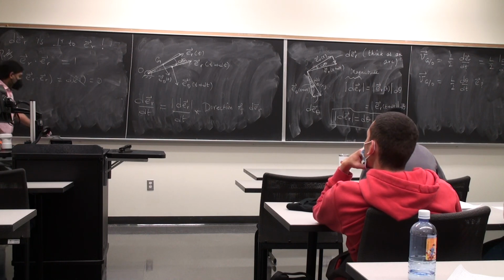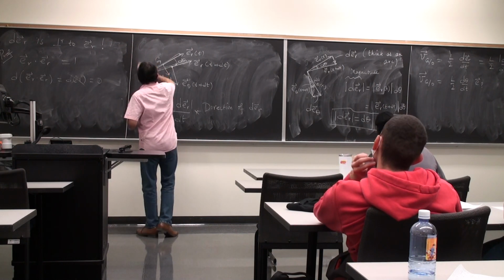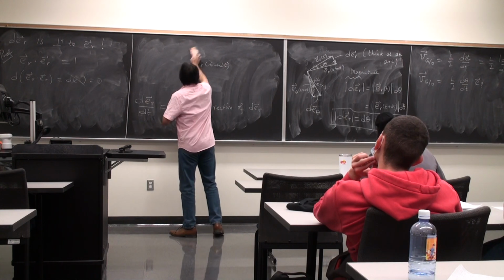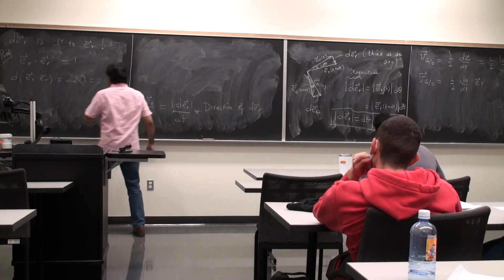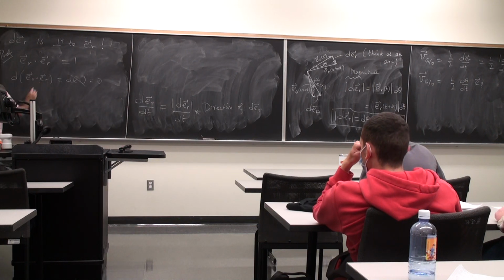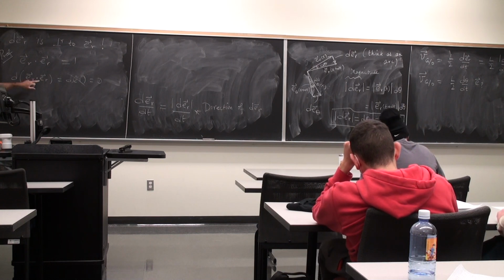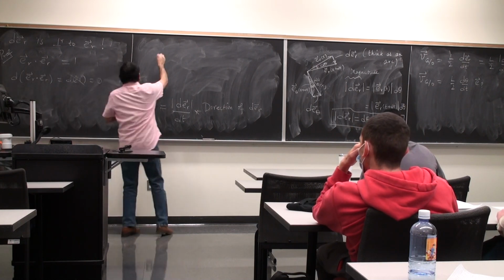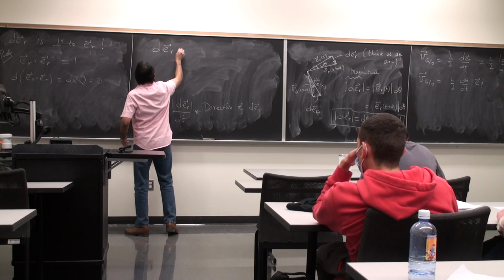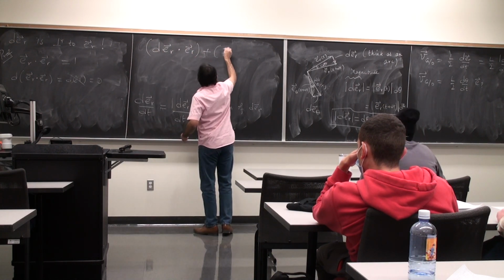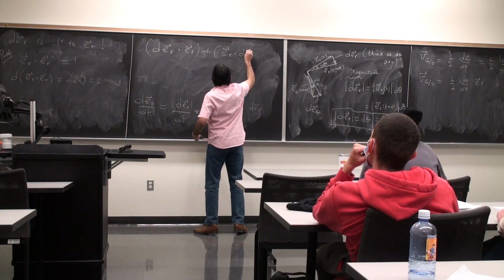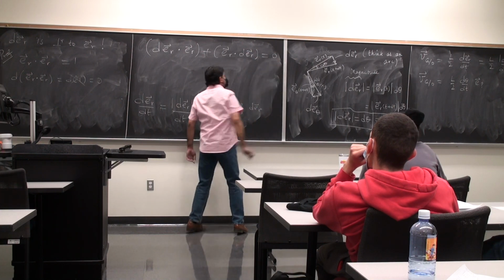But this guy here is the following. So now I have d, and I'm going to use the product rule. You can use that for dot products as well. So this is going to be d er dotted with er, and then er dotted with d er. Okay, so this says that this is equal to 0.